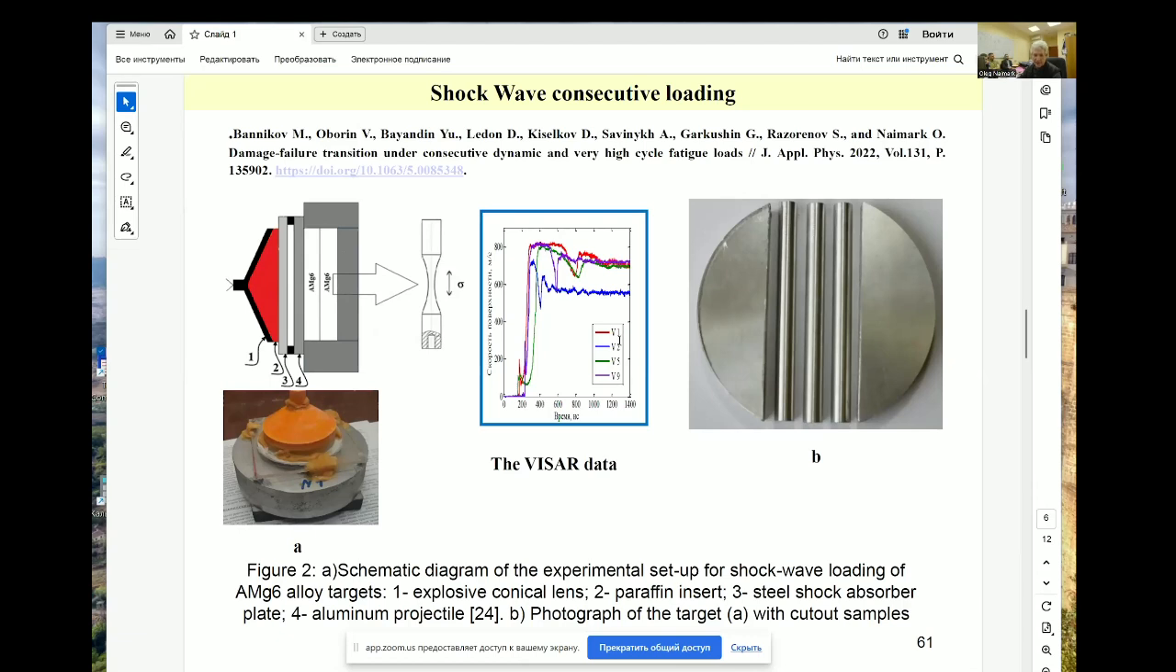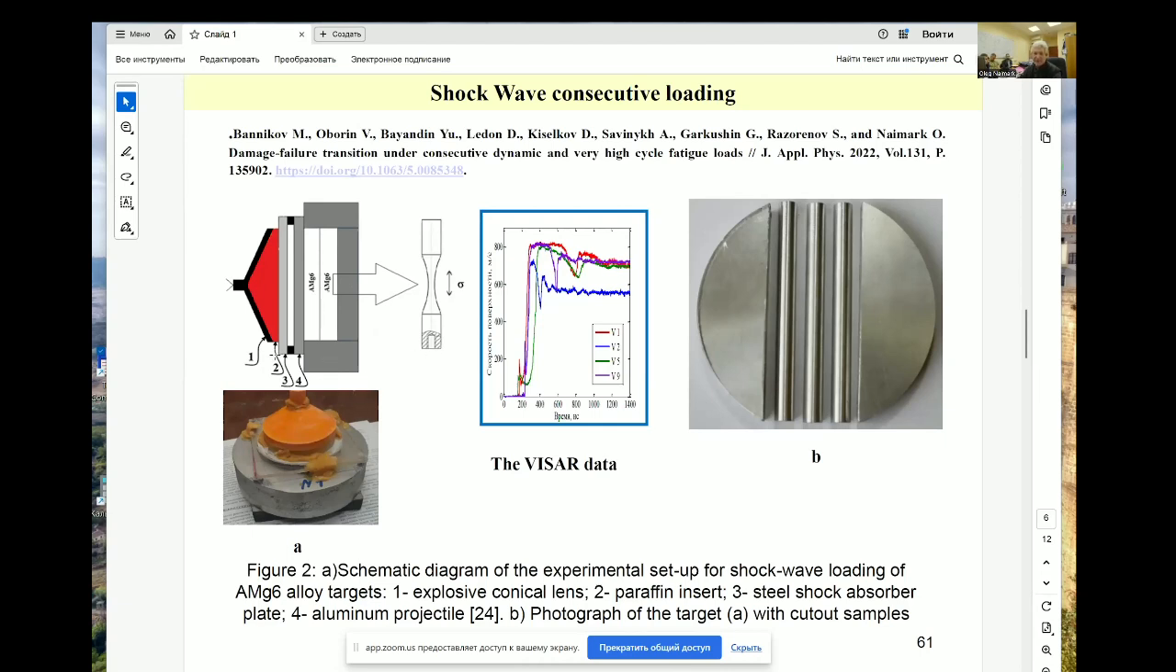You can see the VISAR registration. The second target was used namely to provide the condition of a compression test in the first target, because when the reflection wave reaches this area which separates the two targets, we have a second reflection, and only compression wave loads we have in the first target.